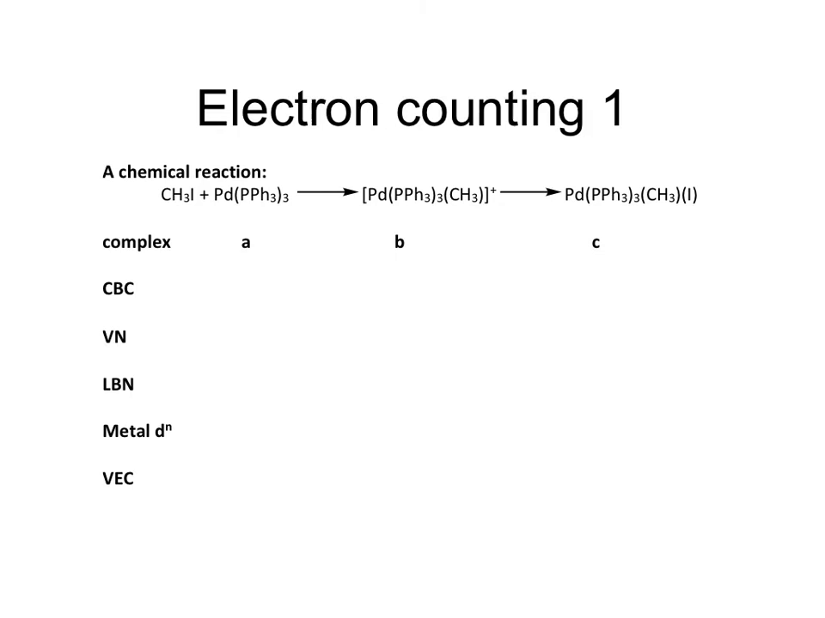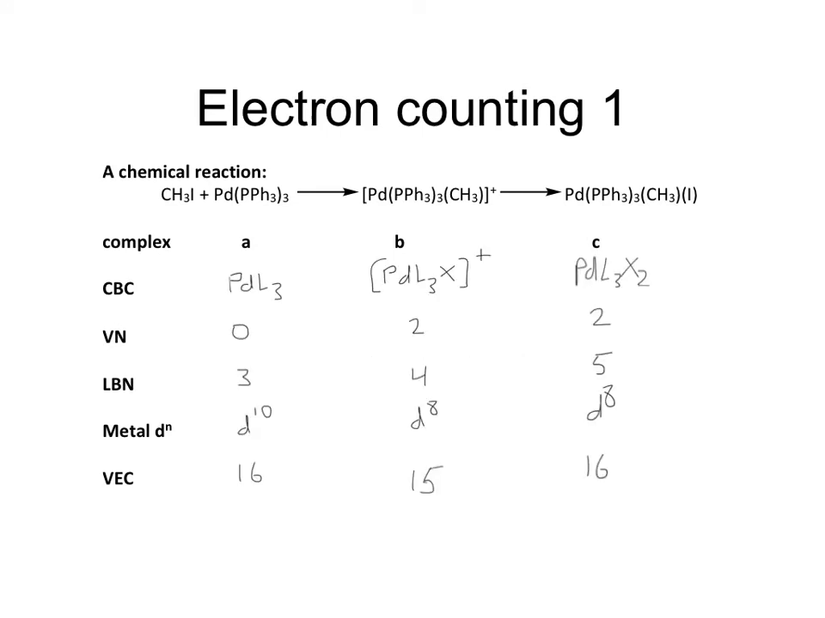So classify these three complexes. We have the palladium tris triphenylphosphine, we have the palladium tris triphenylphosphine methyl cation, and the final product, palladium tris triphenylphosphine methyl iodide. So assign these the CBC number, the valence number, ligand bond number, metal DN count, and valence electron count. Do this on your own, and then I'll post the answers after a few seconds. Okay, hopefully you got these answers. If you didn't, review this, make sure you can figure it out.